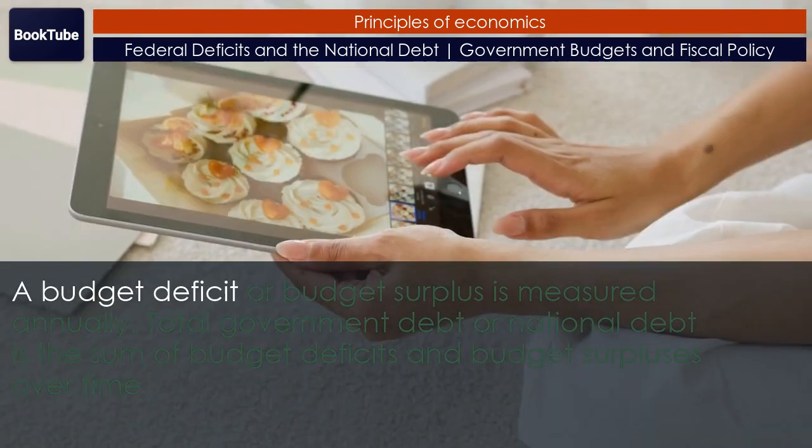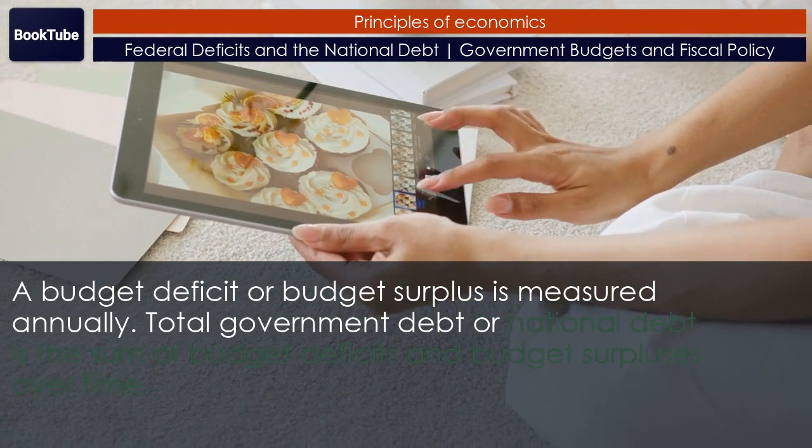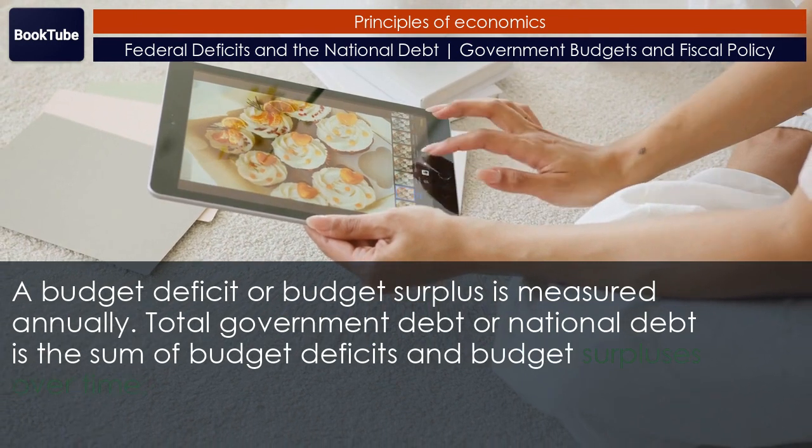A budget deficit or budget surplus is measured annually. Total government debt or national debt is the sum of budget deficits and budget surpluses over time.